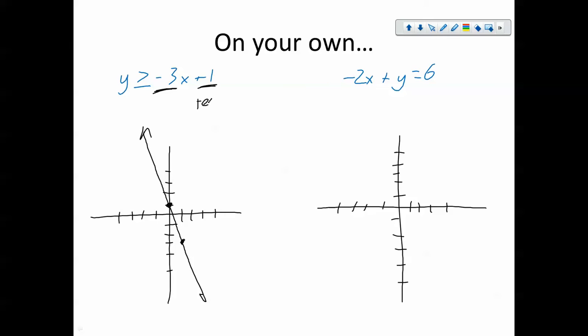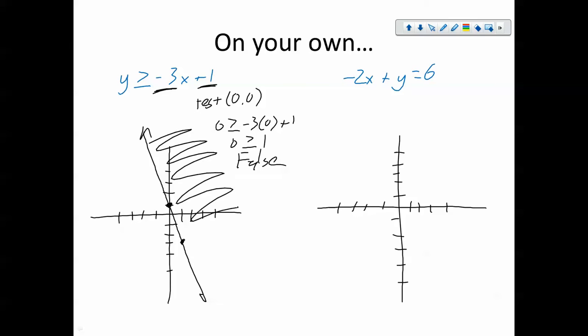And I better test 0, 0 to find out which side to shade, because 0, 0 is on this side or this side. So that's 0 and -3 times 0 plus 1. That's 0 is greater than or equal to 1. Is that a true statement? Is 0 bigger than 1? No, this is false. So 0, 0 right here is false. So this whole side is false, which means this side is true. And those are my solutions, because shading equals solutions.